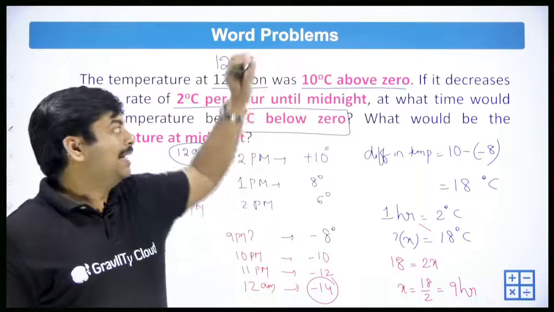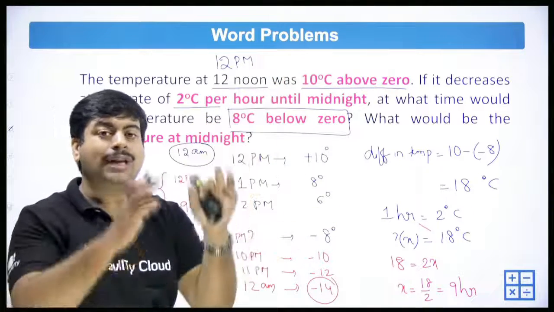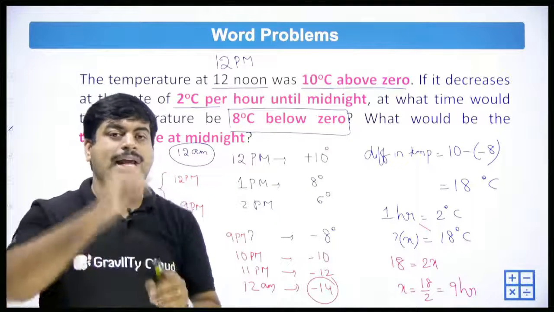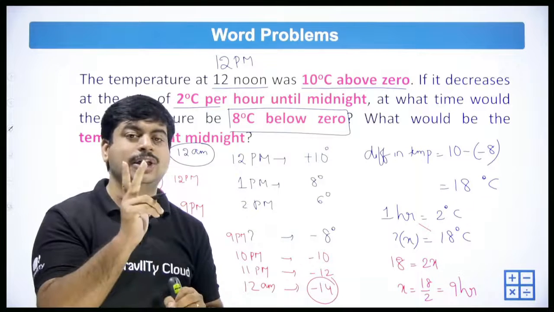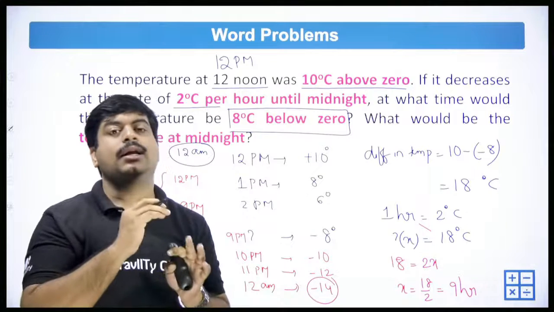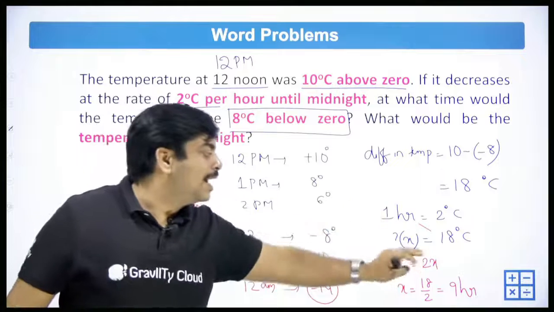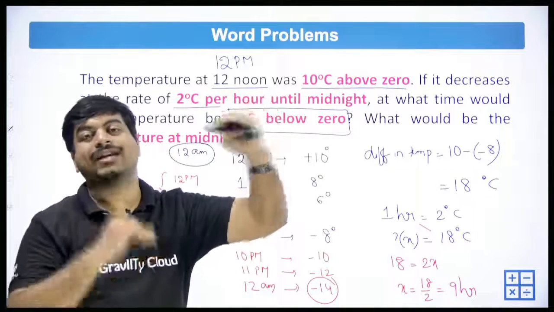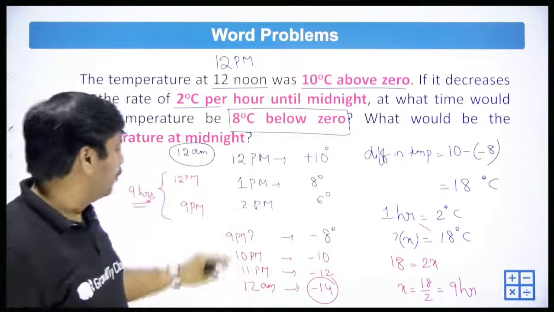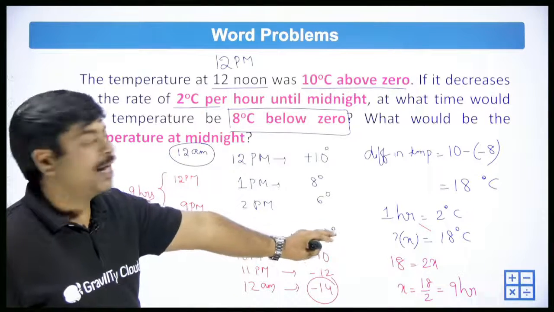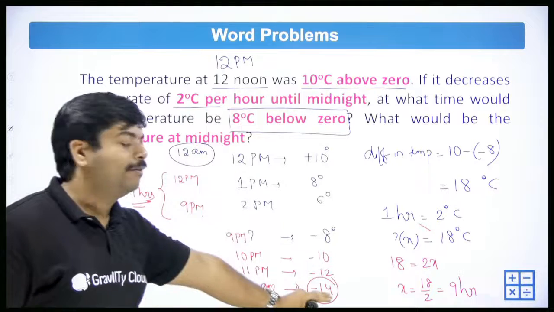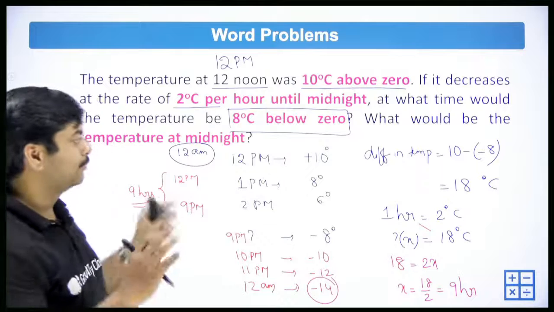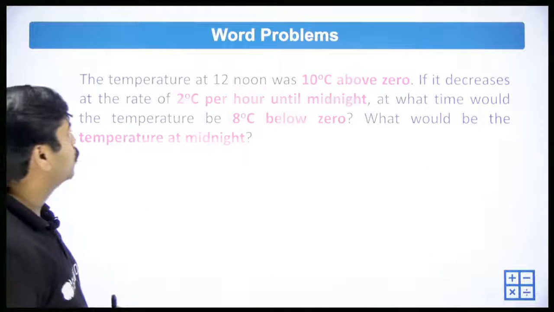From 10 to minus 8, you have a total of 18 degrees Celsius as the difference in temperature. For every 1 hour, you have 2 degrees Celsius down. So for 18 degrees, you need 9 hours. Starting from 12 p.m. to 9 p.m., you have 9 hours, right? So you'll fall to minus 8 at 9 p.m., and at midnight, 12 a.m., you'll have minus 14 degrees Celsius. Understand? Easy question. So, let's move on to one more question.